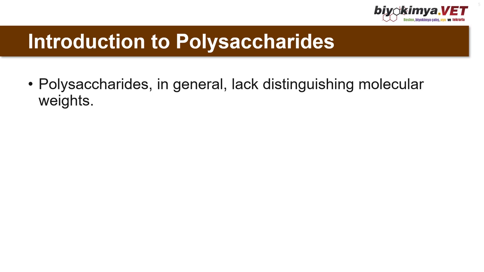Polysaccharides in general lack distinguishing molecular weights. As we know, proteins are synthesized on a template, messenger RNA, of defined sequence and length by enzymes that follow the template exactly. For polysaccharide synthesis, there is no template. Rather, the program for polysaccharide synthesis is intrinsic to the enzymes that catalyze the polymerization of the monomeric units, and there is no specific stopping point in the synthetic process. The products thus vary in length.